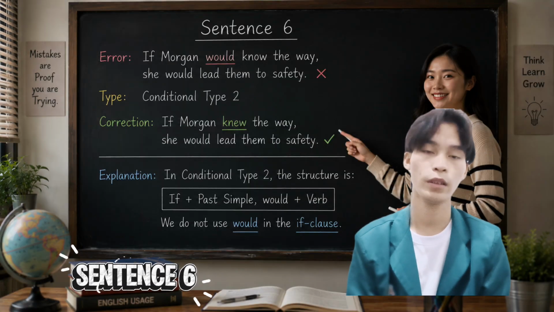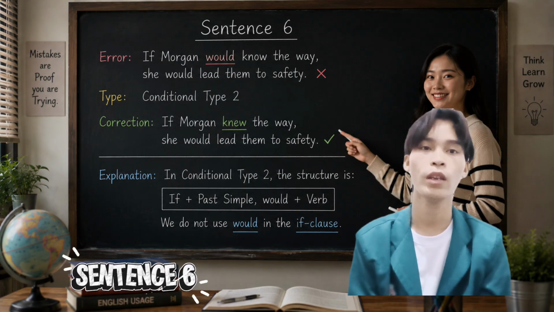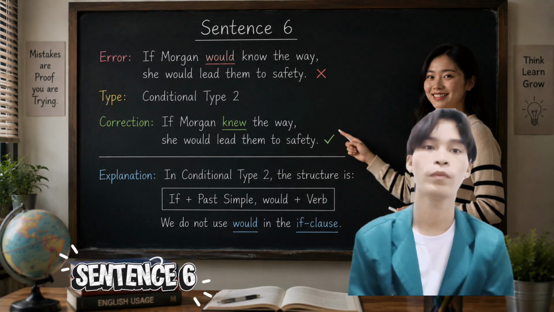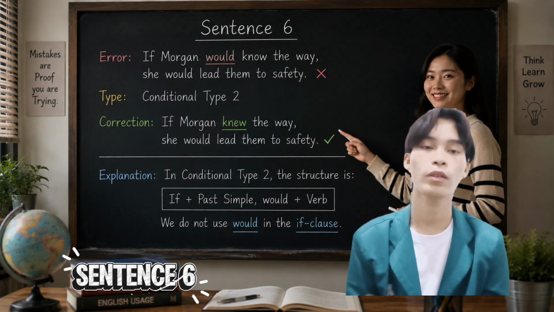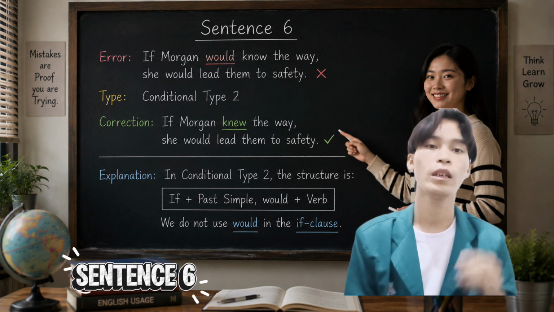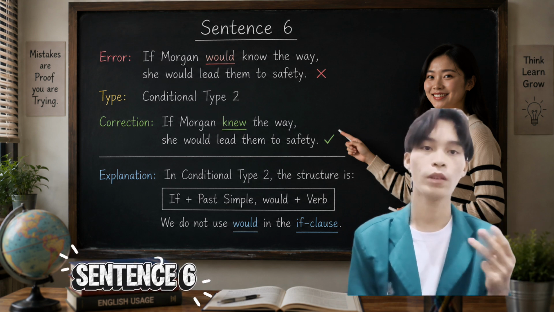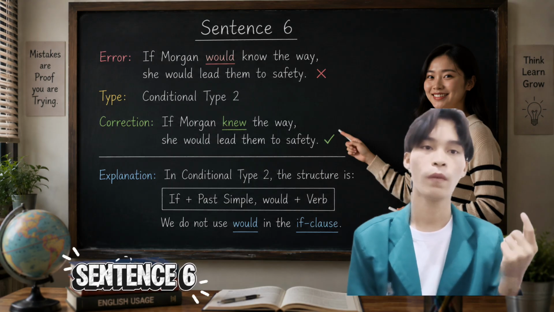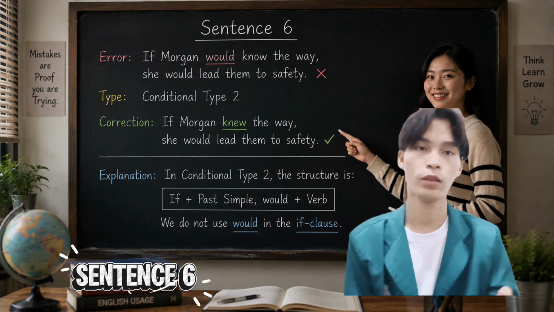Now sentence 6. The error sentence is: "If Morgan would know the way, he would lead them to safety." This is conditional type 2. So the correct sentence is: "If Morgan knew the way, she would lead them to safety." In conditional type 2, the structure is if plus past simple, would plus verb. We do not use "would" in the if clause.